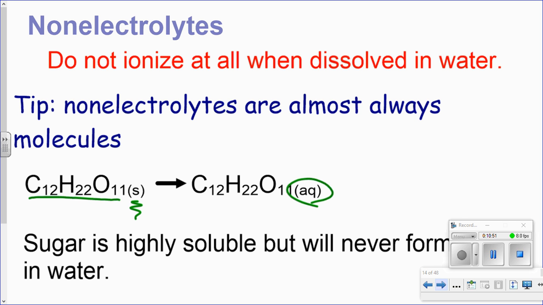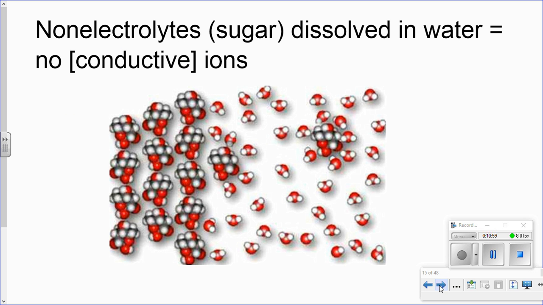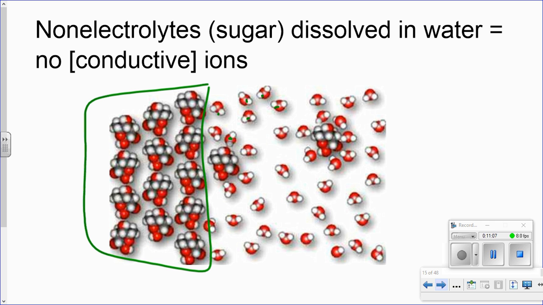Sugar is highly soluble. It really, really dissolves, but it just doesn't form ions, so it can't conduct electric current. It's very insulative. So you notice here, this is the sugar cube right here. Notice these are all water molecules here. They're bumping into it. As they bump into it, they carry the whole sugar molecule away. The whole molecule gets removed. Not a portion of the molecule, but the whole molecule.